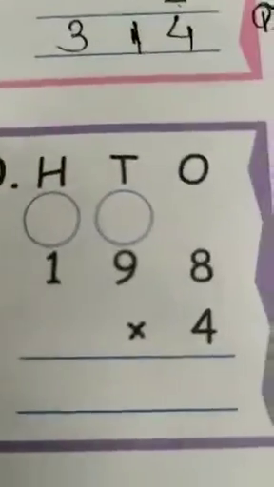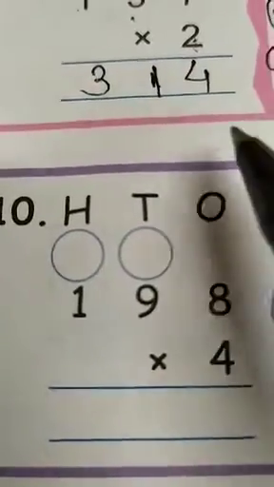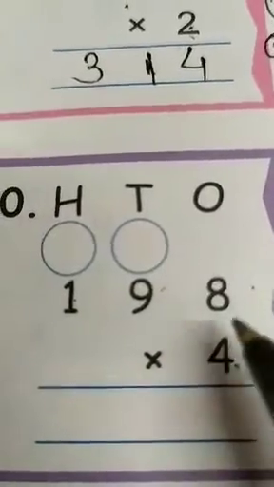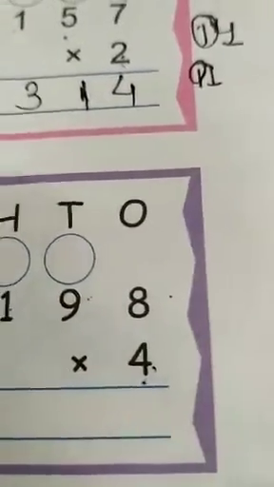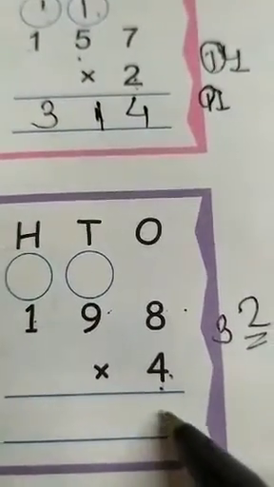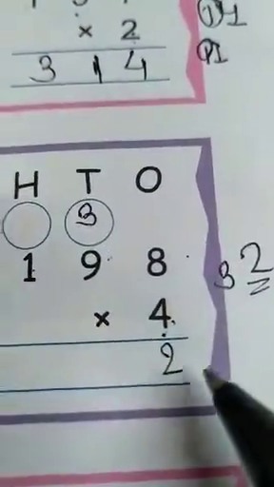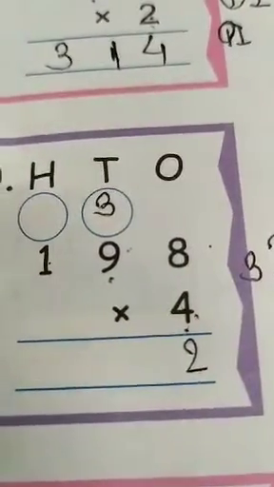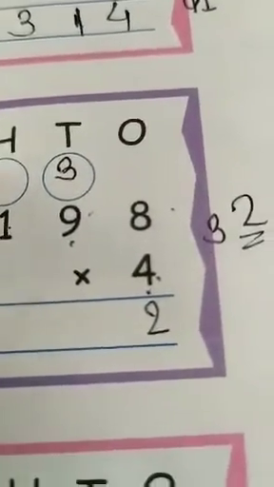So student, we see the next one, that is the 10th. What is the 10th one? 198 into 4. Now 8 fours are, so how much? 8 fours are 32 is there. So 2 is downside and 3 is for carry. So here goes carry. 9 fours are 36 and 36 plus 3, how much? Count after 36, then 3: 37, 38, 39.